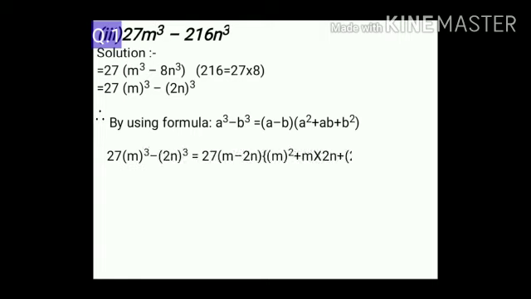M whole bracket raised to cube minus 2n whole bracket raised to cube equal to 27 m minus 2n in another bracket children m whole bracket raised to square plus m into 2n plus 2n whole bracket raised to square. After expanding children by using the formula, now we solve. Equal to 27 m minus 2n in another bracket children m square is as it is plus m into 2n we get 2mn plus 2 square is 4, n square is n square.